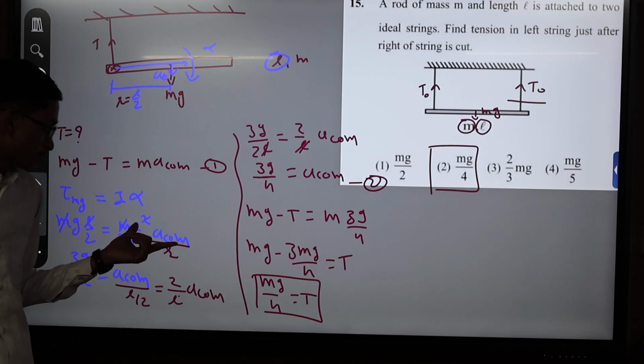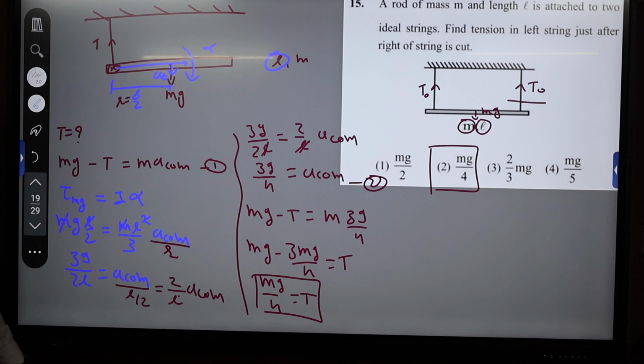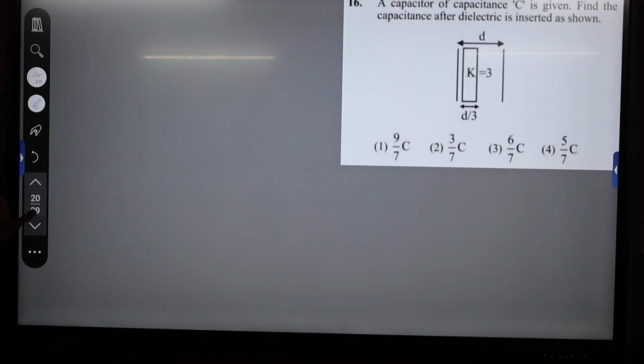So alpha is equal to a_com by R. This is a single mistake. We have to not make these types of mistakes in the exam.